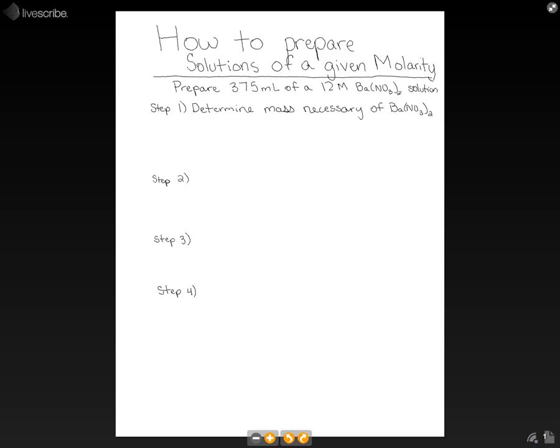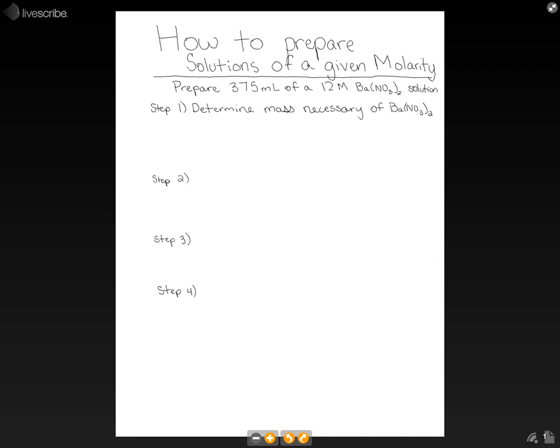How to prepare solutions of a given molarity. So oftentimes in lab you have to mix your own solutions, and this is a simple video about how to do that. In this example, we're going to talk about how to prepare a 375 milliliter solution that's 12 molar barium nitrate solution.